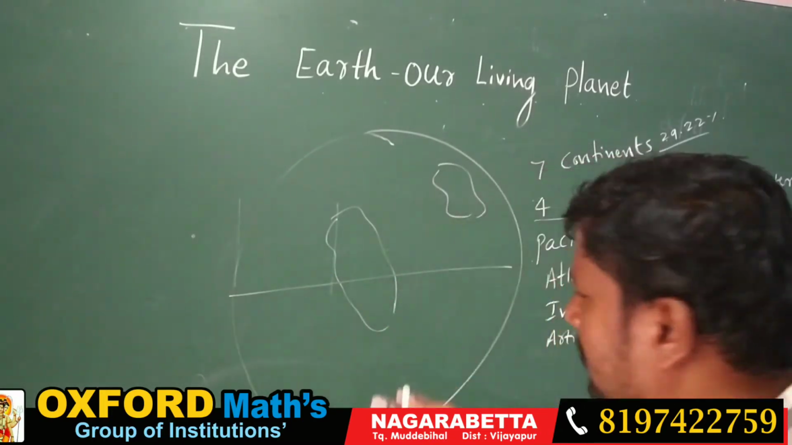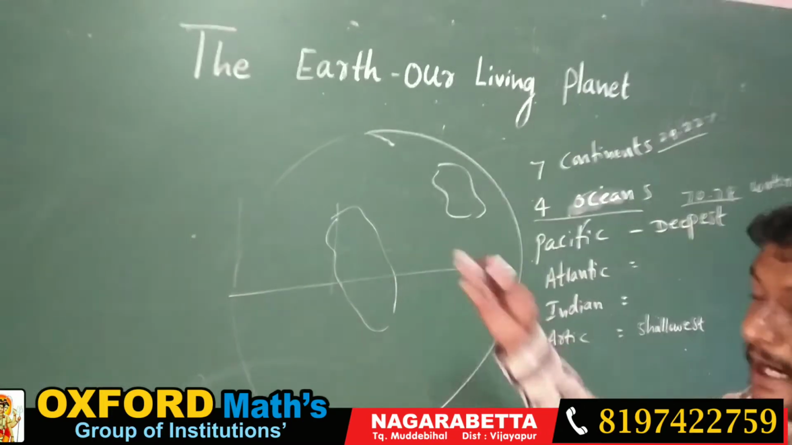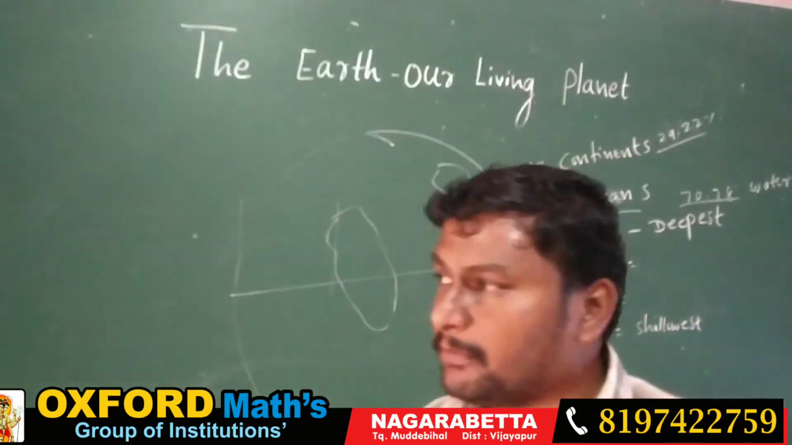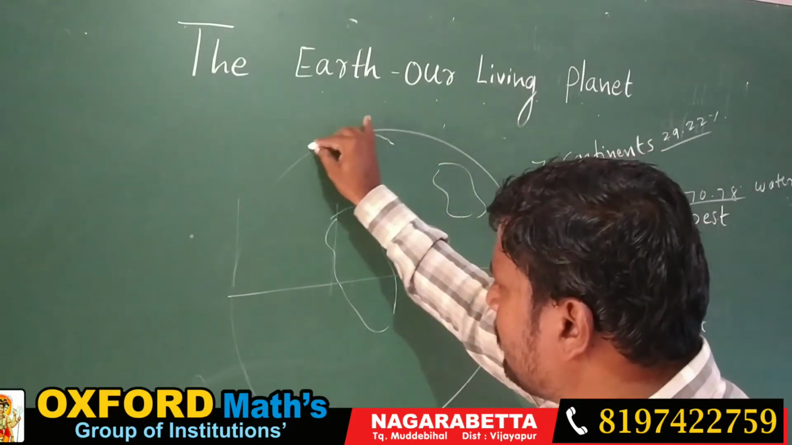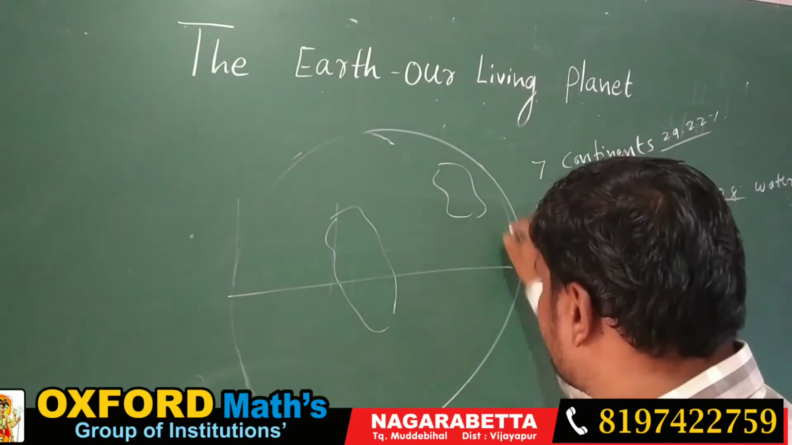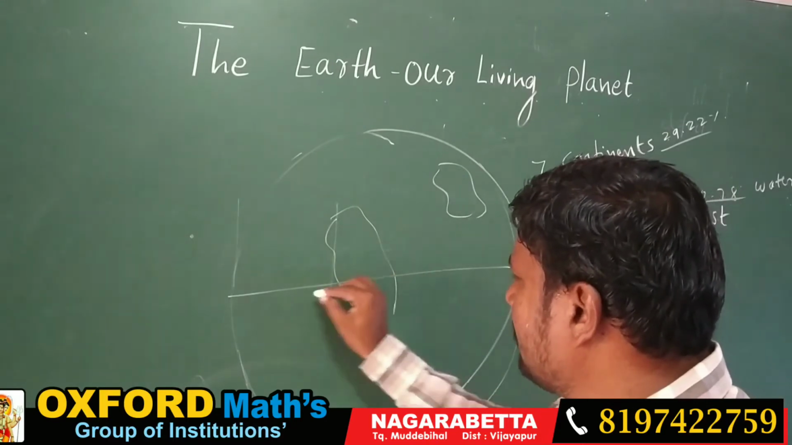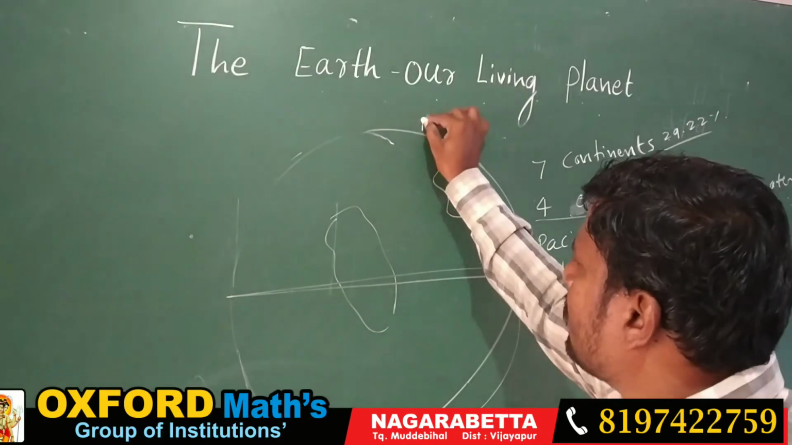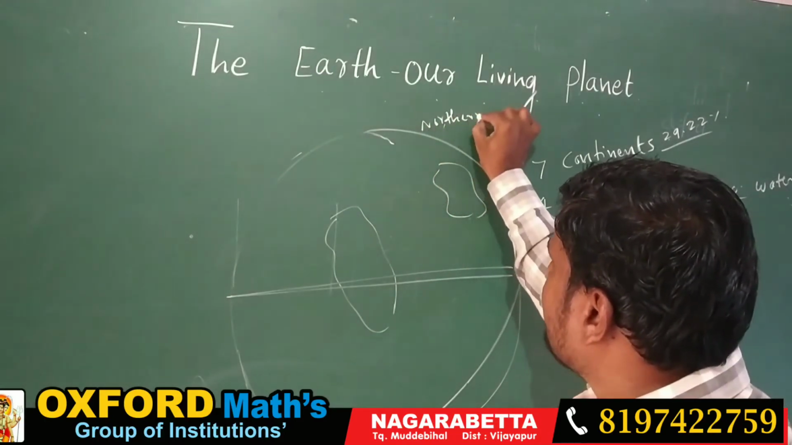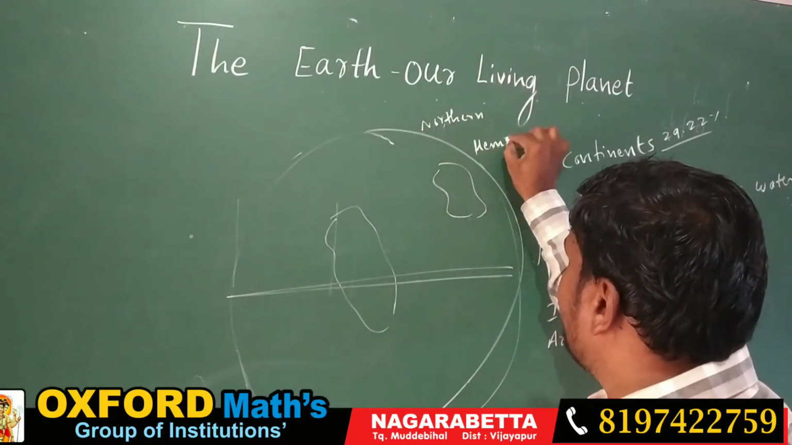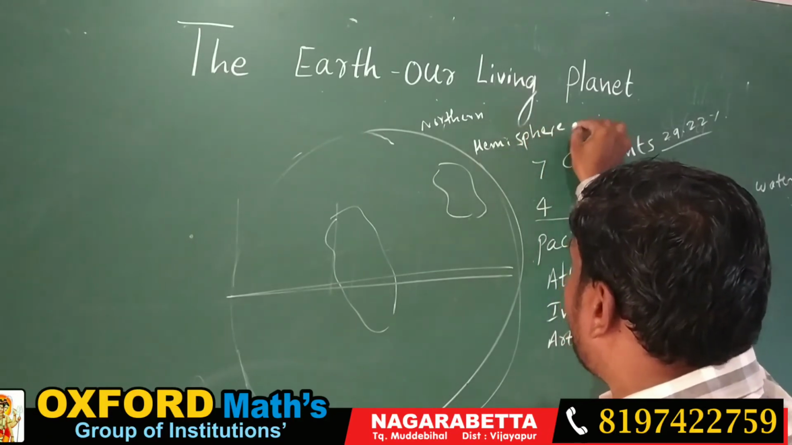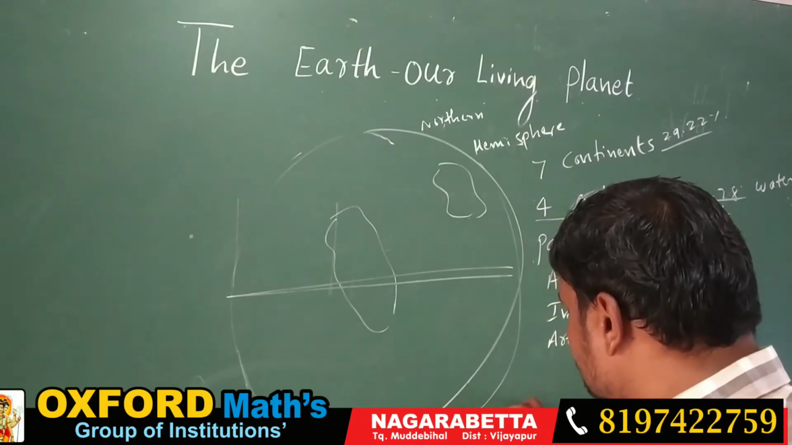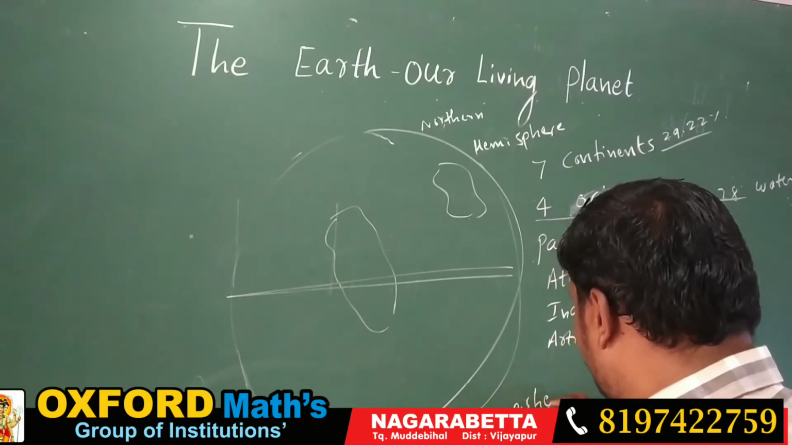In which part of the earth is the water quantity more, and in which part is it less? Because when we study the earth, I told you the earth is in a geoid shape, and we divide the earth by the equator into 2 equal parts. The upper part is called the northern hemisphere, and this is called the southern hemisphere.